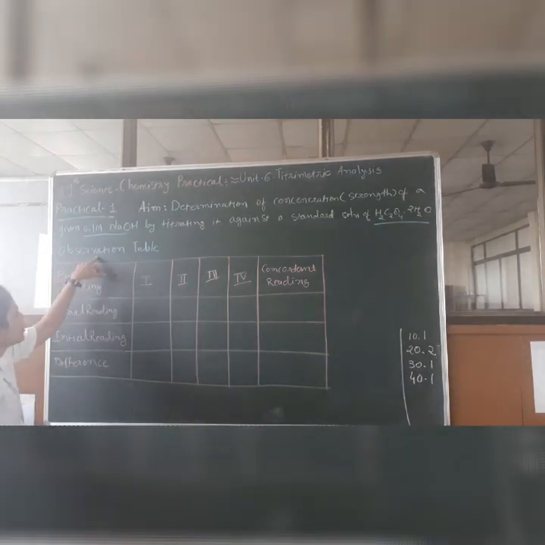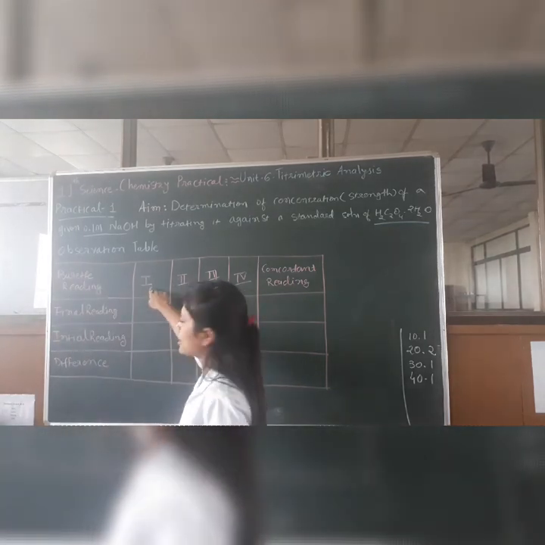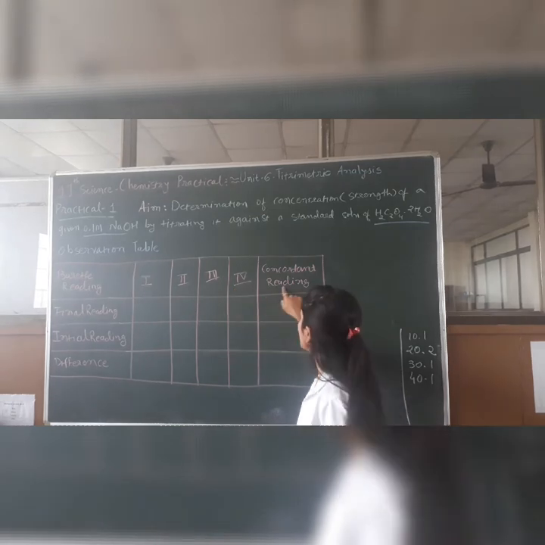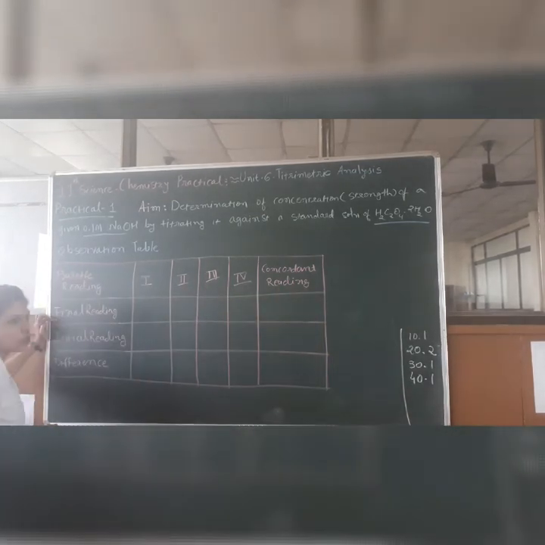Let's move to the observation table. Here we have to write the observation table. First column, burette reading. Second, third, fourth and fifth columns: this is first reading, second reading, third reading, then fourth reading. Last column for concordant reading. Then next row, final reading. Another row, initial reading. Then last, difference.